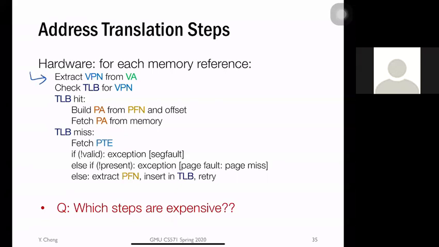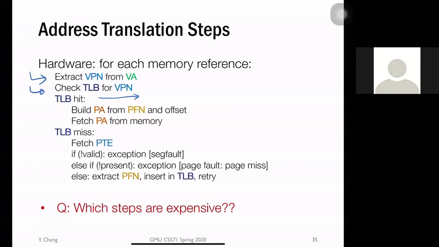And then the second step after that is to go ahead and check the TLB, because the TLB is a translation lookaside buffer, which is responsible for caching the most recently accessed address translation information. So go ahead and check the TLB for that particular VPN of interest. If luckily there's a TLB hit, we end up with the fast path, right?